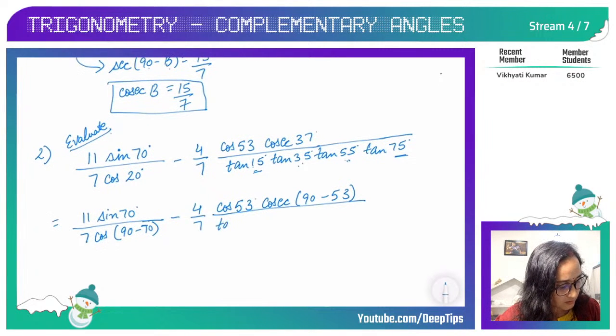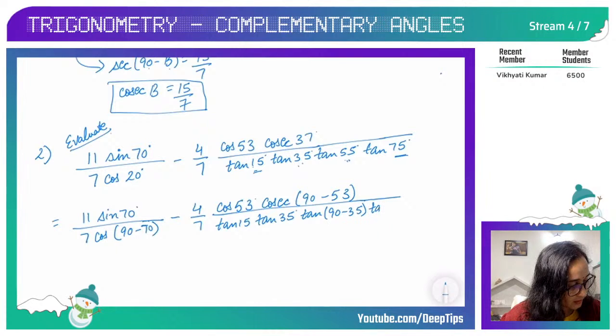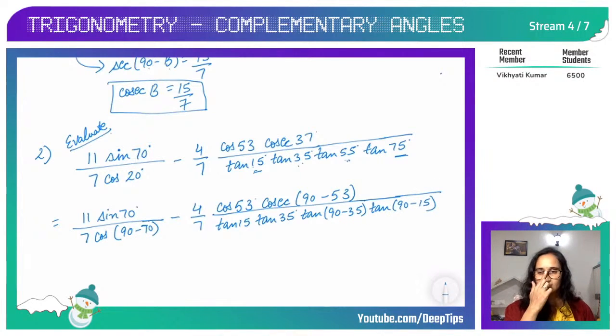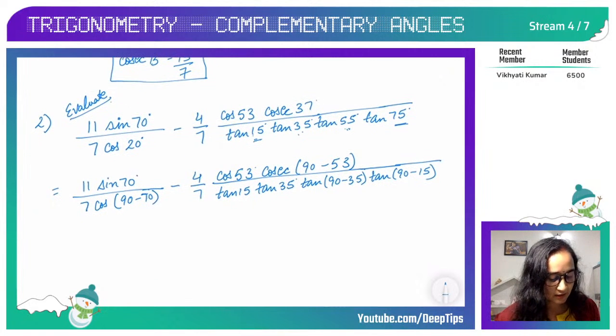So I am just writing the small angles as they are, 10, 15 and 35. So I know that tan 55 can be written as 90 minus 35, because 90 minus 35 gives me 55 degree. So I can write it as 90 minus 35. Now this 75 can be written as tan 90 minus 15. Yes, this can be written as 90 minus 15. So now my rewriting part is done.